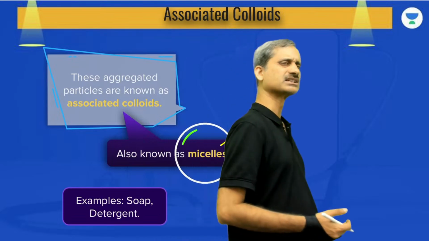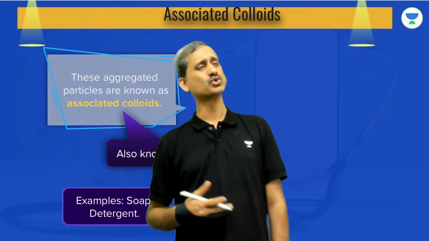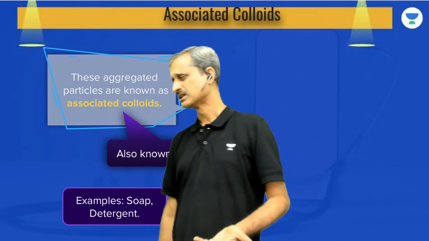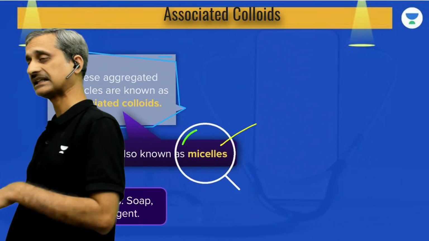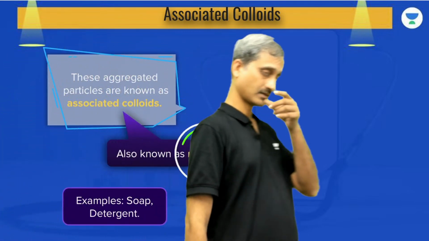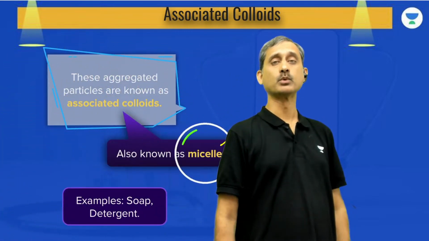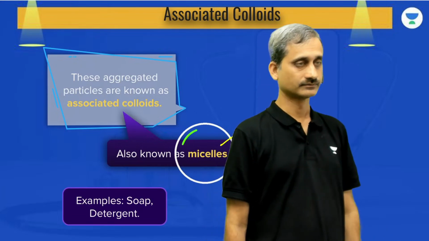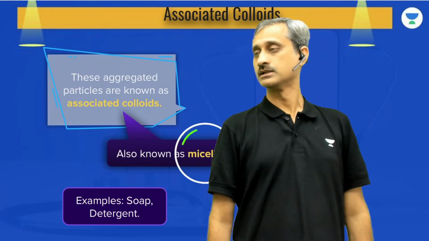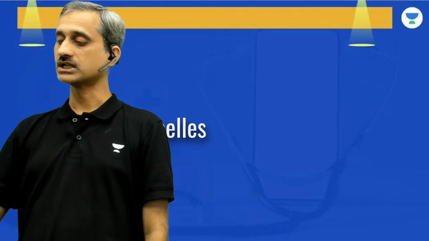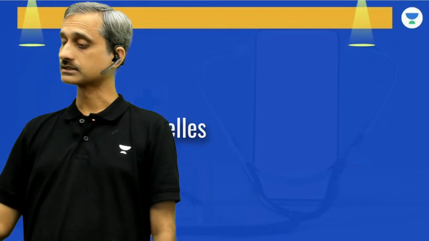Examples are soaps and detergents, and there are so many different types of soaps and detergents. There are anionic soaps, anionic detergents, cationic detergents, and neutral detergents. The only thing is that they need to have a polar head and a non-polar tail. Is this clear? So that is what we term as the associated colloids, the micelles.